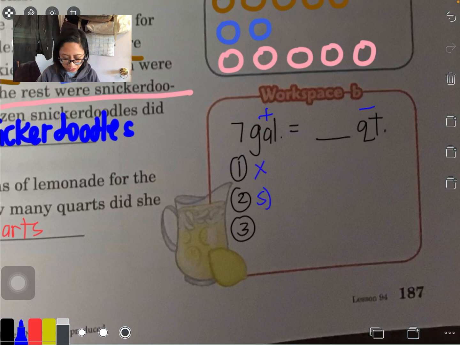Now I got to think of my special number. How many quarts are in a gallon? How many did I draw in each of those gallons? I drew 4 quarts. So I'm going to put 4 right here. And now I'm going to multiply.